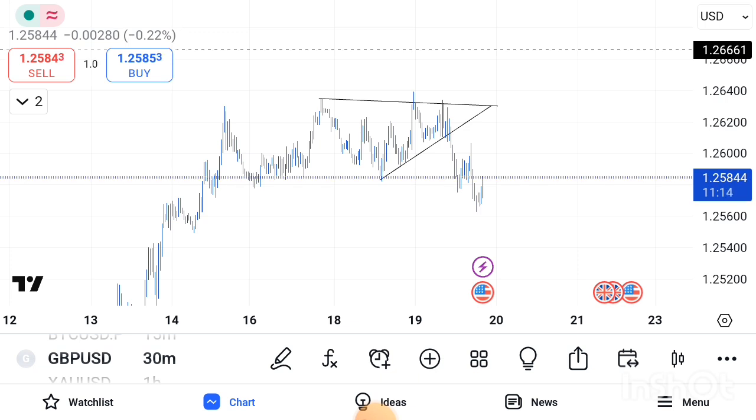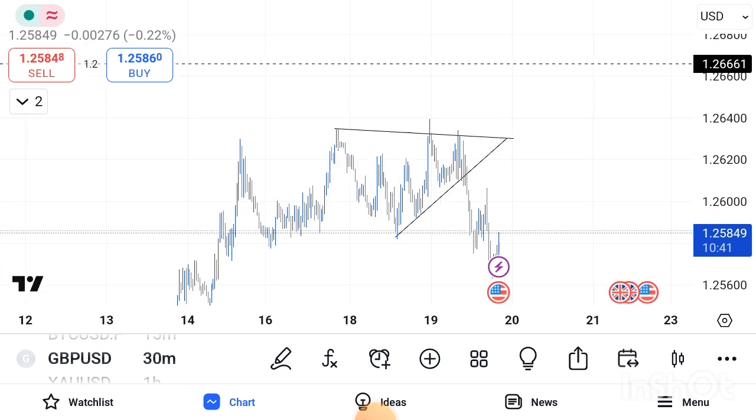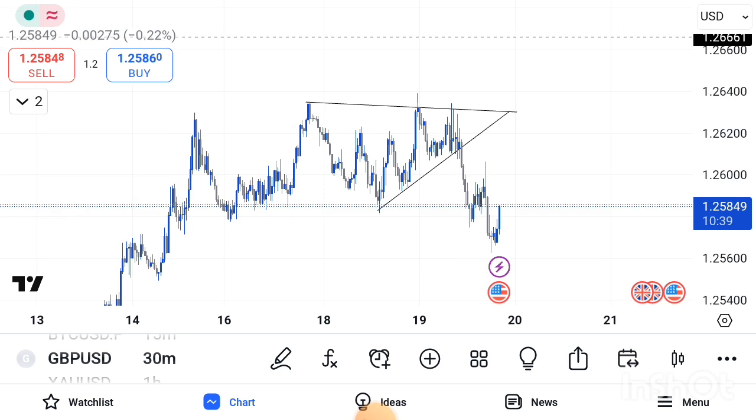So without wasting time, let's get into the main video. So this is GBP USD, the 30 minutes time frame, and if you can see, what we are looking at right now is obviously a symmetrical triangle. So this is actually today, right? But I didn't actually take this trade because I took 2 trades today on gold, and both were losses, and I take maximum 2 trades.